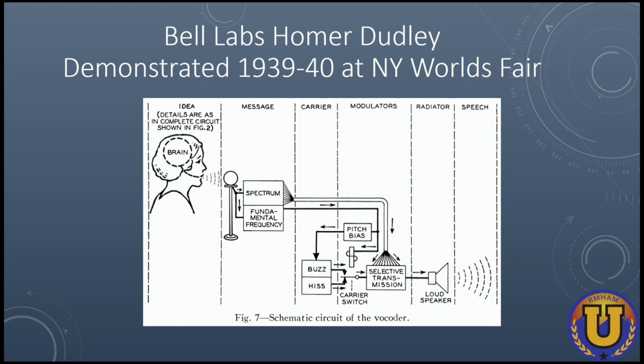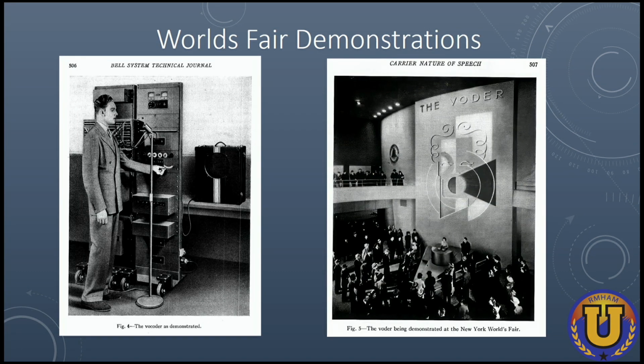So this is what he came up with, and this is what they showed at the World's Fair in 1939 and 40. And what's interesting about that is that it speaks into the microphone, and they split it up into a bunch of different frequencies. They do a bunch of filters. They've got down here where they got buzz and hiss and pitch bias, and then they send it out in parallel. And they call this a continuous wave sort of transmission. And then it comes out the loudspeaker at the other end. And this is the booth they had at the World's Fair.